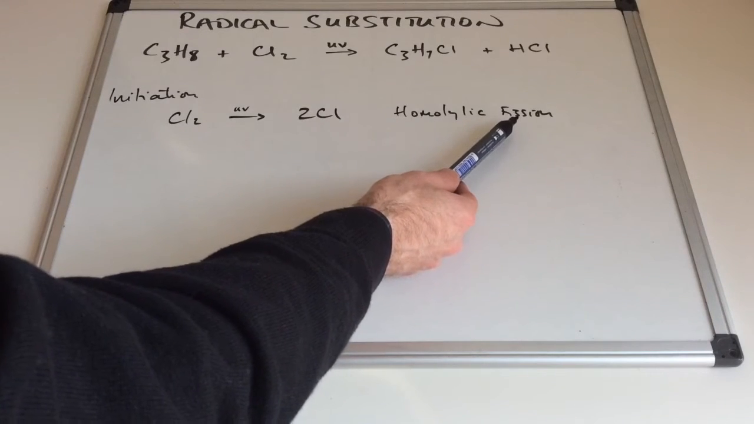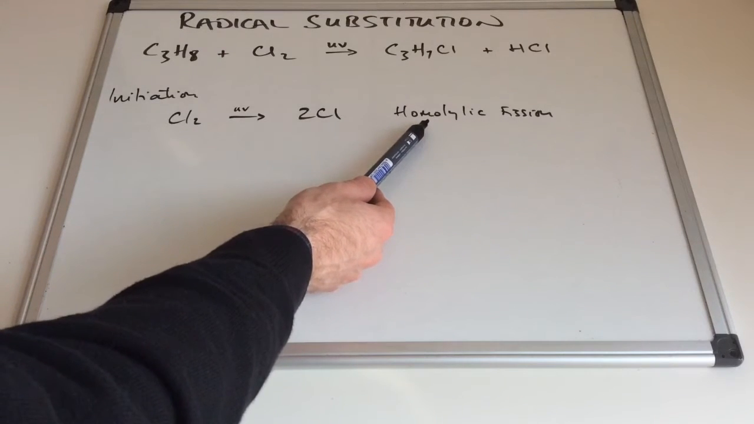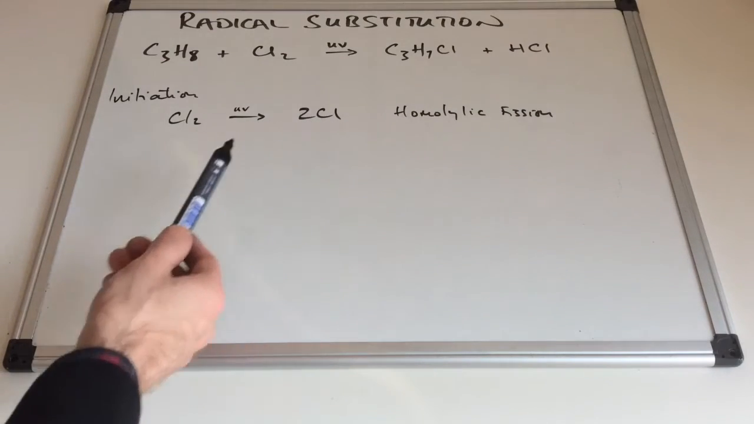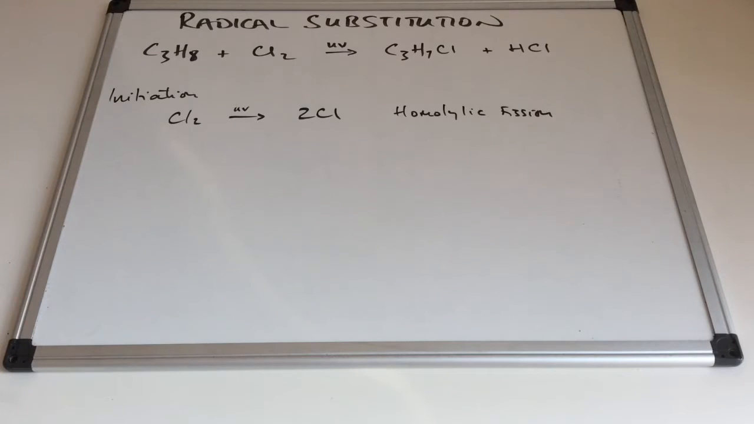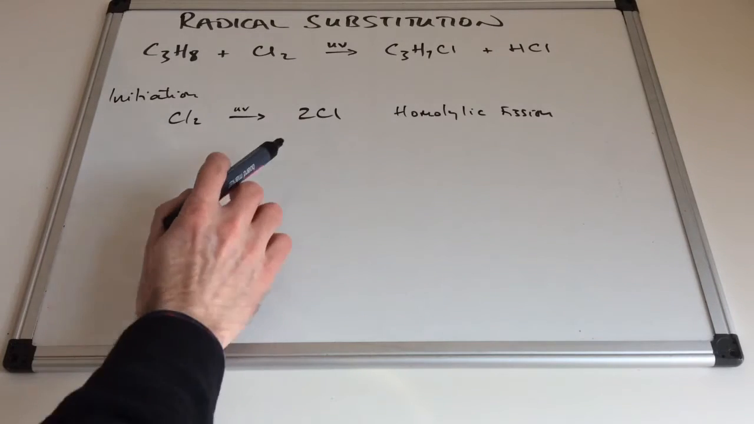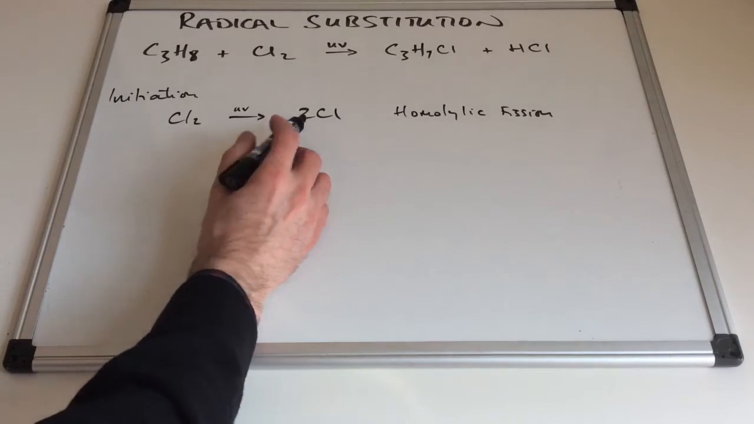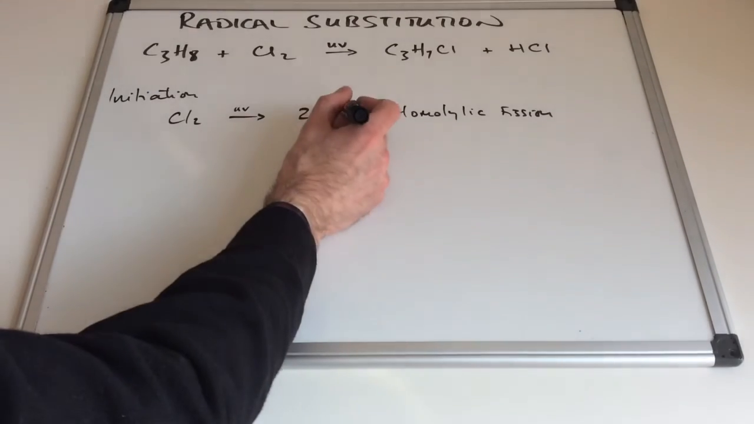So fission, breaking of the covalent bond homolytically, because each particle produced receives one electron from that covalent bond that's broken. You'll notice I haven't put the dot on there. OCR don't seem to bother about the dots. We'll put it in if you want. So there it is there.